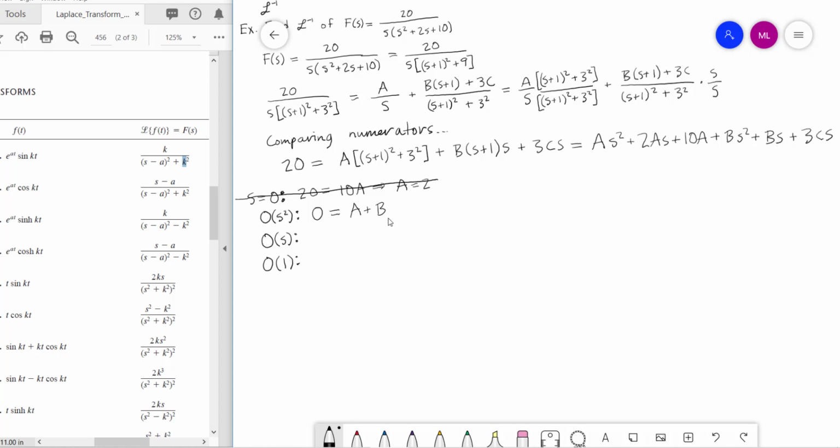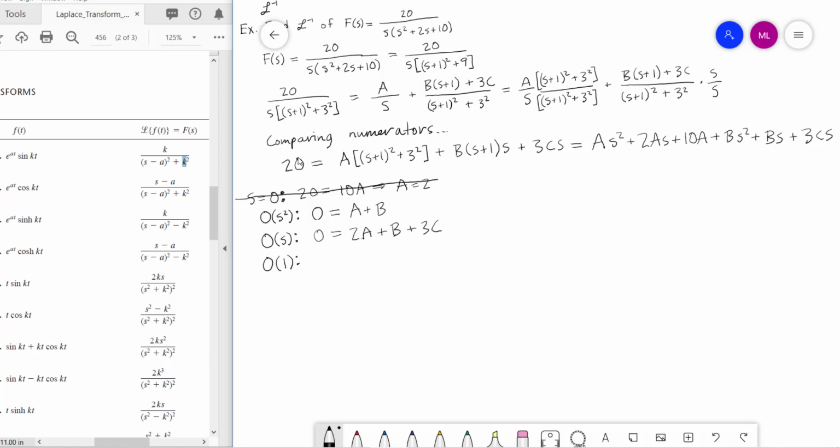For the next one, order s. On the left, again, we have 0 s's. There's nothing proportional to s on the left. But on the right, we have 2a s's plus bs plus 3 cs's. So 2a plus 1b plus 3c.